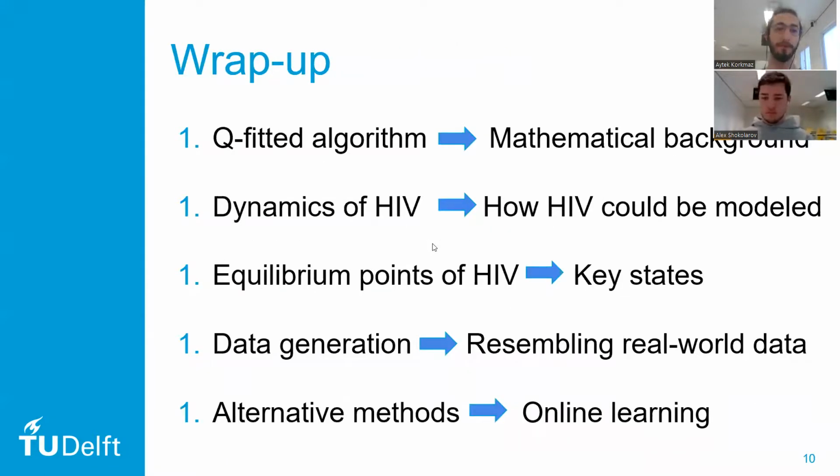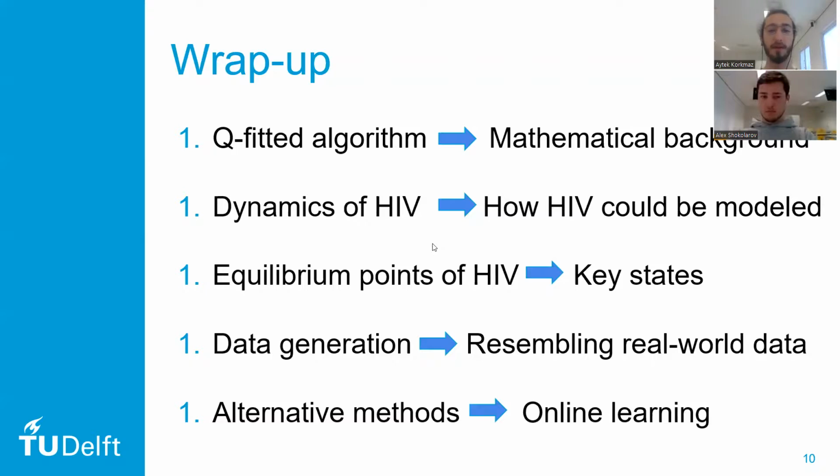Finally, to wrap up, in this presentation we described the Q-fitted algorithm, which is the mathematical background that we use for how reinforcement learning could be used in HIV treatment. Then we described the dynamics of HIV, which shows how HIV could be modeled in scientific terms, how we use it in a model, and how we develop the algorithm, so we can find the solution for the ideal strategies to treat HIV. Then we showed the equilibrium points of HIV, which show the key states, what we desire to get in the end with this model, which states we want to go to and which states we want to avoid.